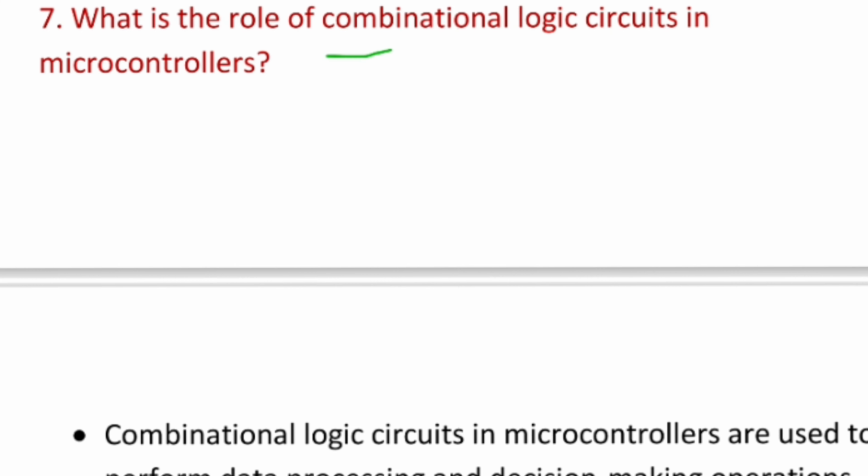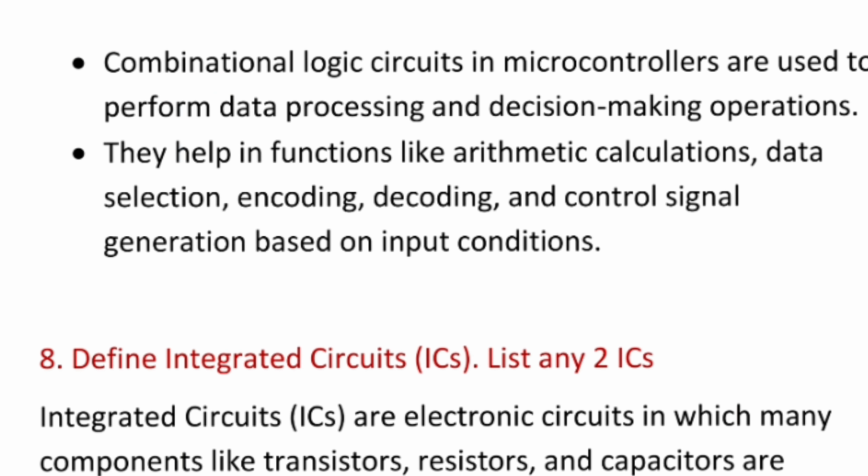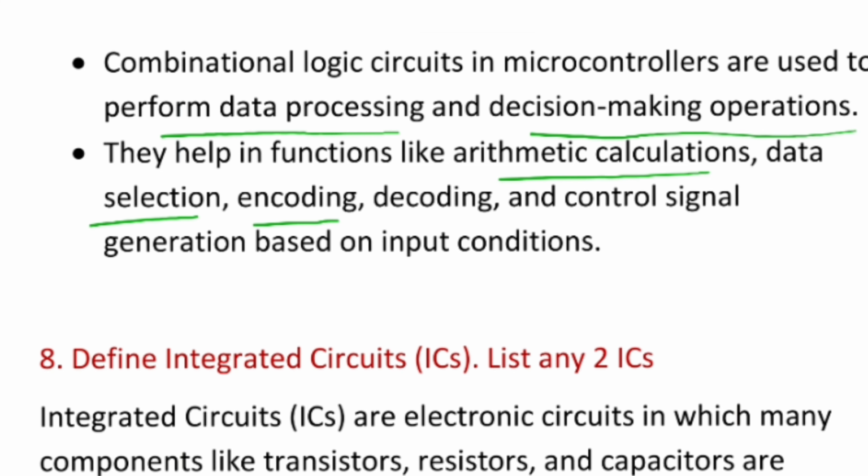And what is the role of combinational logic circuits in a microprocessor? You can process the data and make decisions. They perform data processing and decision making operations. Also, they help with arithmetic calculations, data selection, coding, decoding, and control signal generation based on the input condition. These are the uses of combinational logic circuits in the microprocessor.